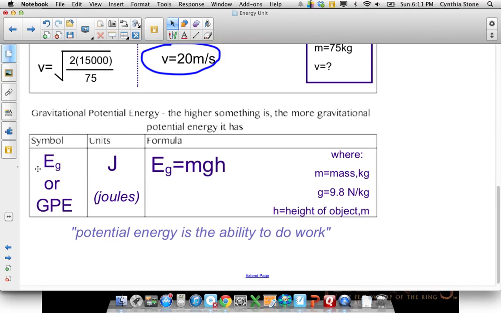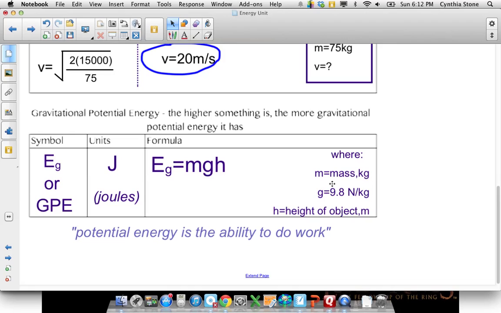So the symbol for gravitational is E with a little g, or sometimes just GPE, depending on how I feel. Okay, the units is J for joules, and there's the formula, mgh, which might look familiar to you. Because yesterday, in the last video, I asked you to find work, and I said the work to lift something was mgh. It's the exact same. Because the work that you do to lift something overhead is strictly transformed into giving that object gravitational potential energy. So it's work, which is motion, transferring to a gravitational energy.